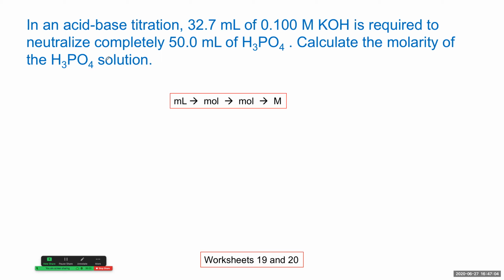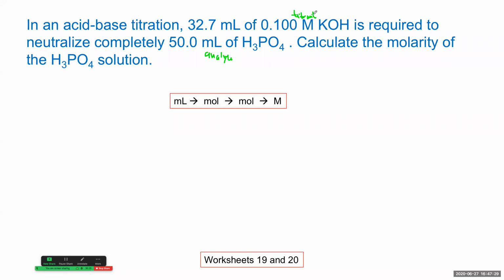Calculate the molarity of the H3PO4. So the H3PO4 is the unknown. This is the analyte. Then we talked about the analytes and the titrants. So this is the analyte. And the titrant then is the KOH. This is the titrant.